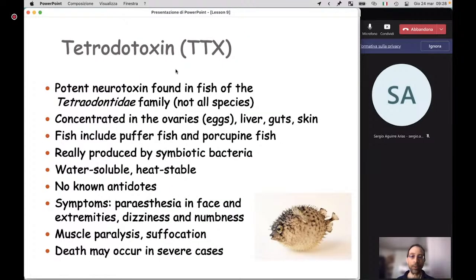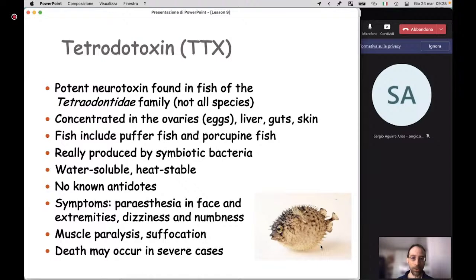Tetrodotoxin is produced by a symbiotic bacterium within fishes of the Tetrodontidae family. So from this came the name. And the most well-known member of this family is the pufferfish, which is widely sought after in Japan.